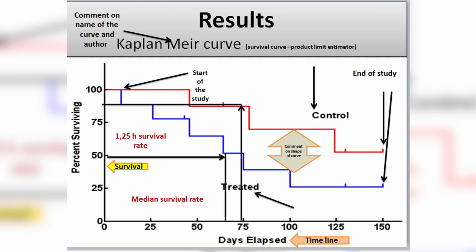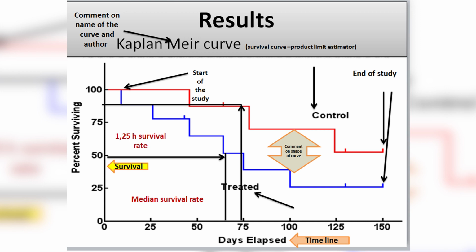This is number one. Second, this is the control group. The red line shows the control group, and blue is the treated group. At the beginning of the curve, this arrow shows the start of the study in both the control and the treated group. This is the end of the study in both the control and treated group. The study started in both groups at, for example, 25 days. The end of the study in the treated group is 150 days, and the same in the control group.